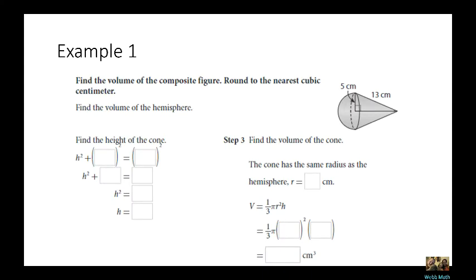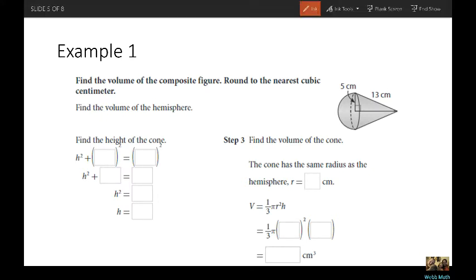All right, so example 1, finding the volume of a composite figure. We have a hemisphere attached to a cone. So let's go ahead and find the volume of the hemisphere. A hemisphere, again, is half of a sphere. So you can always do 1/2 of 4/3 pi r cubed. What's our r? Our r looks to be 5.